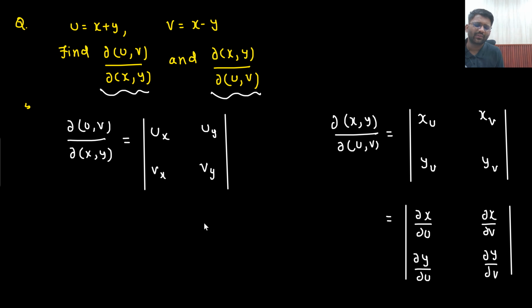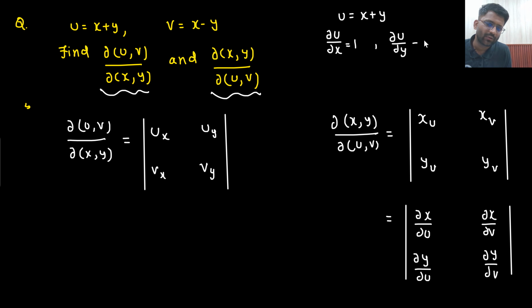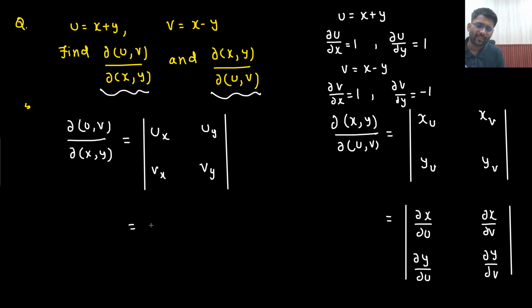Similarly, here also you can write down the values. So u is given, which is x plus y. So can you find out del u by del x? Yes sir, that would be 1. What will be del u by del y? That would also be 1. V is given as x minus y. Can you find out del v by del x? Yes sir, that would be 1. What will be del v by del y? That would be minus 1. So put down these values here: 1 here, 1 here, 1 here, and minus 1 here.